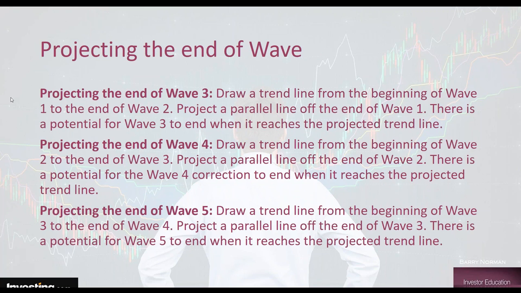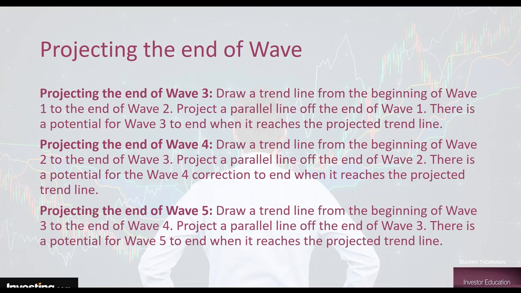So we're moving up. We've got 1 going up, 2 coming down. 2 cannot fall as low as 1, so we know how far it can fall. As price is coming down to where 1 is, we would expect it to rebound. Now it's going to go into wave 3, and we want to start projecting price movement. So we do this: we draw a trend line from the beginning of wave 1 to the end of wave 2. Project a parallel line off the end of wave 1. There is a potential for wave 3 to end when it reaches the projected trend line.